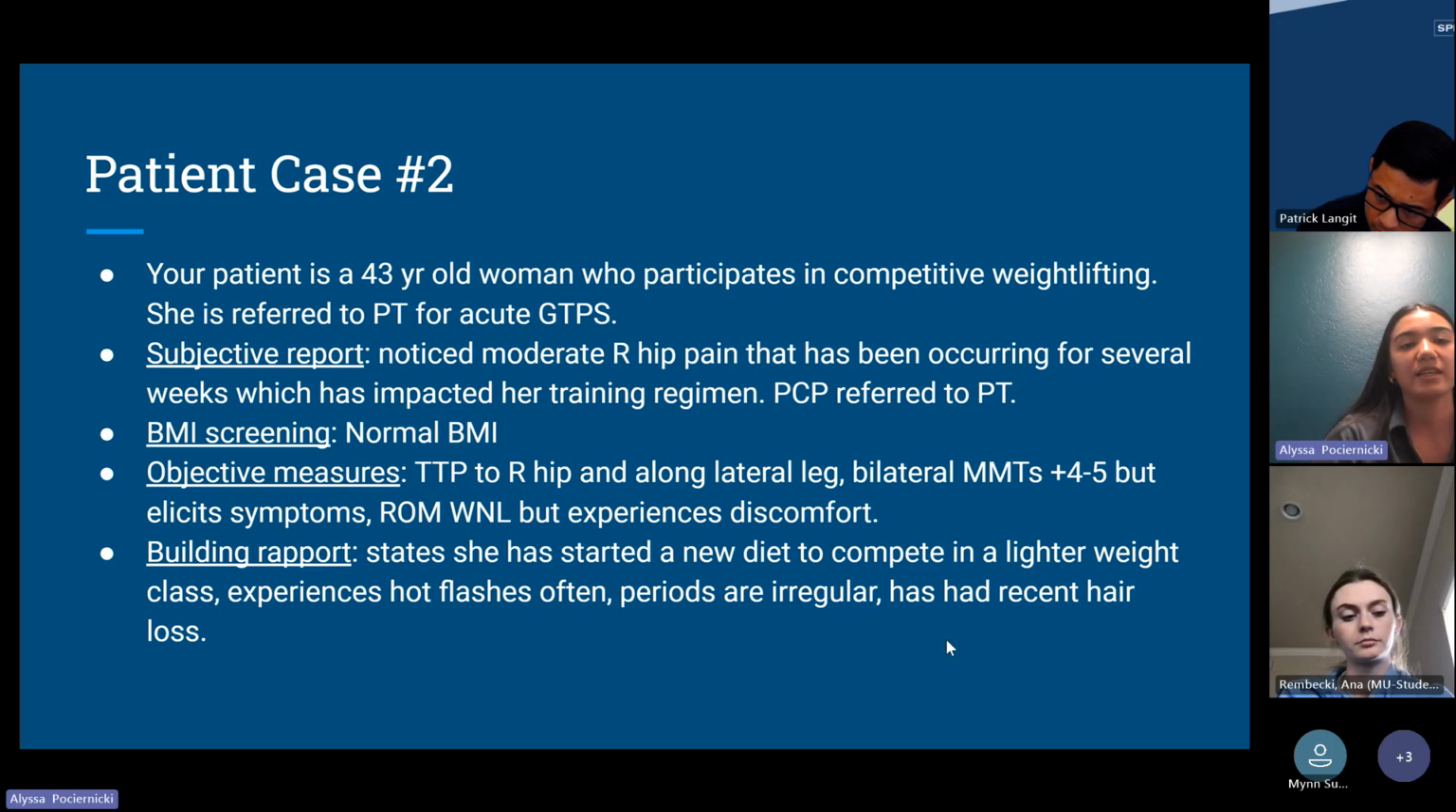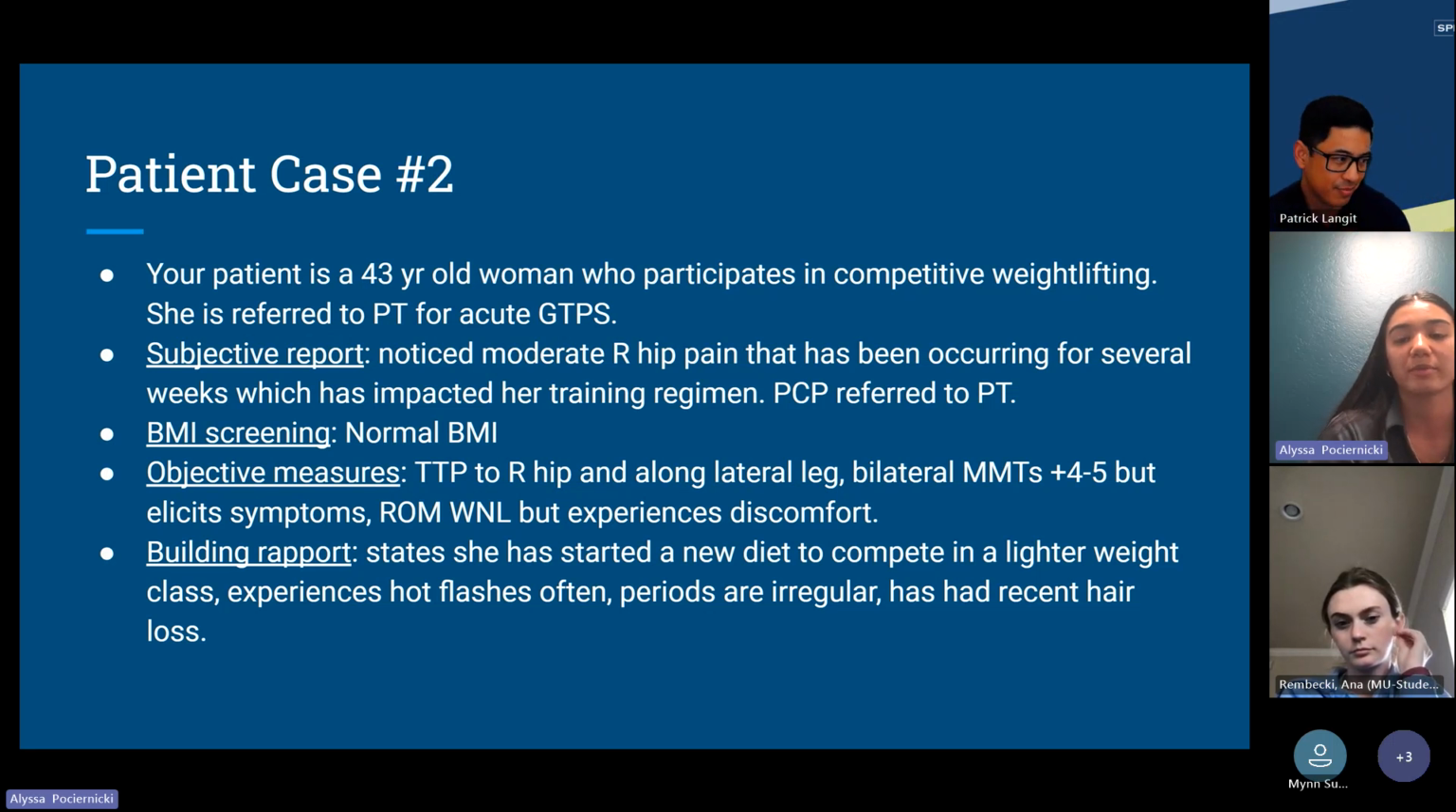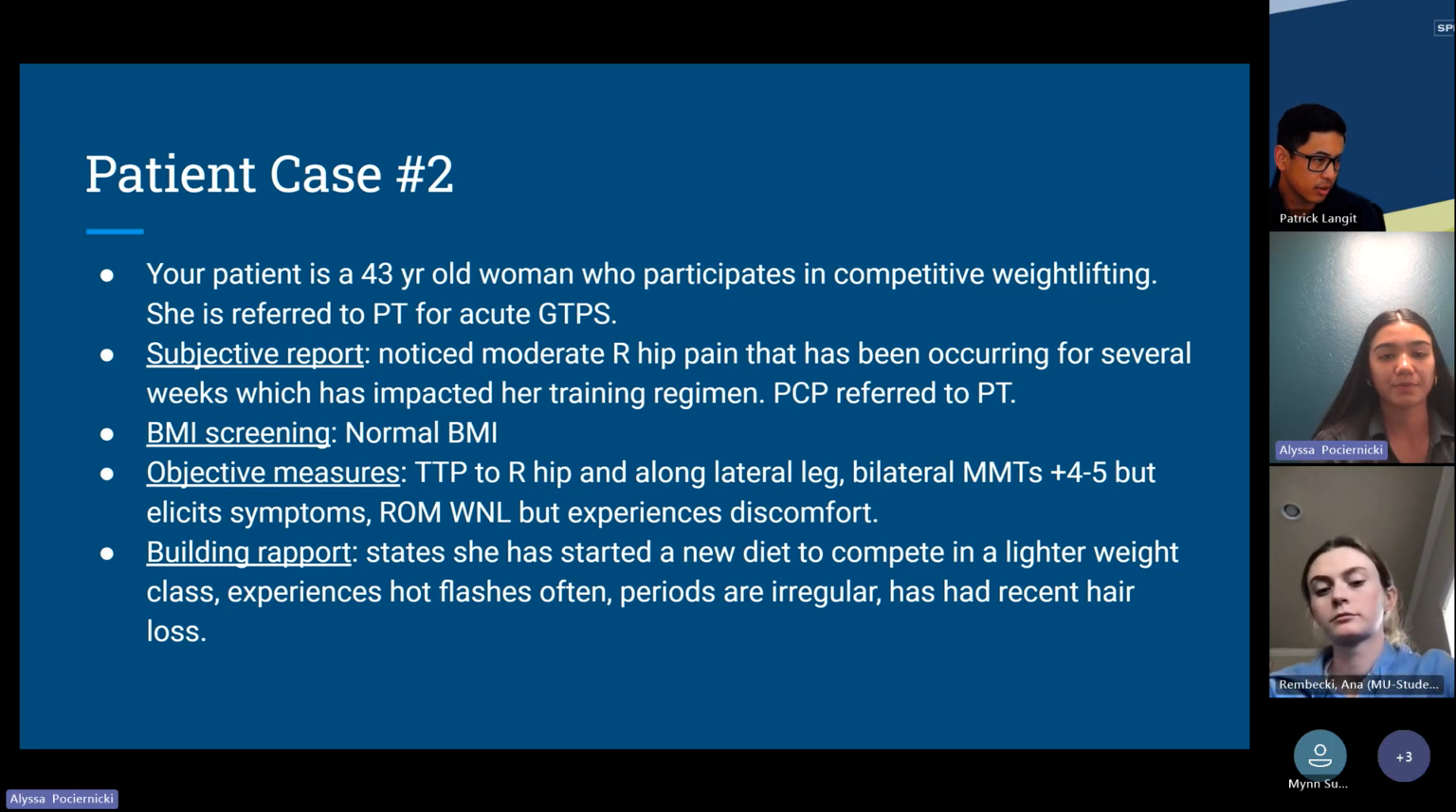And then the second case, your patient is a 43-year-old woman who participates in competitive weightlifting. She is referred to physical therapy for acute greater trochanteric pain syndrome. In her subjective report, she said that she noticed some moderate right hip pain that has been occurring for several weeks, which has impacted her training regimen. Her primary care provider referred her out to physical therapy. You ask her for her height and weight, and Raintree says that her BMI is normal.